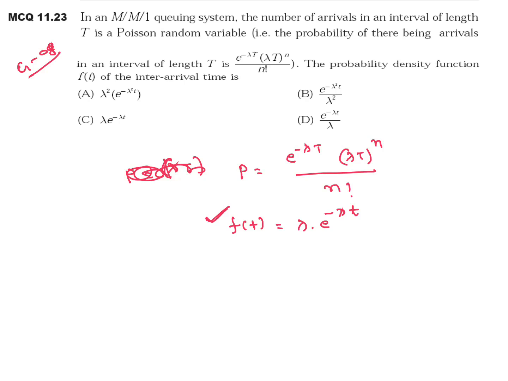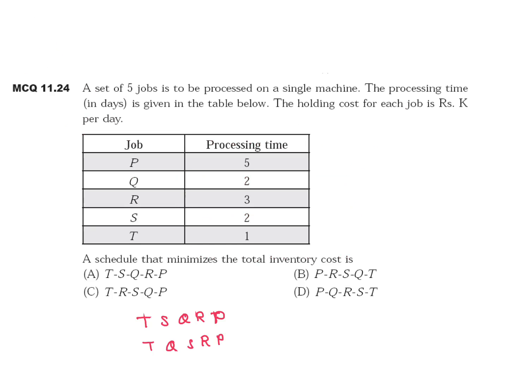Next question, this one also was asked in GATE 2008. A set of 5 jobs is to be processed on a single machine. The processing time in days is given in the table below. The holding cost for each job is Rs K per day. Jobs and processing times are given. The schedule that minimizes total inventory cost is T-S-Q-R-P or T-Q-S-R-P, because S and Q both have the same processing time. So anyone you can follow. From the options, T-S-Q-R-P, A is the answer. P-R-S-Q-T, no, this one is also not possible. A is the answer.